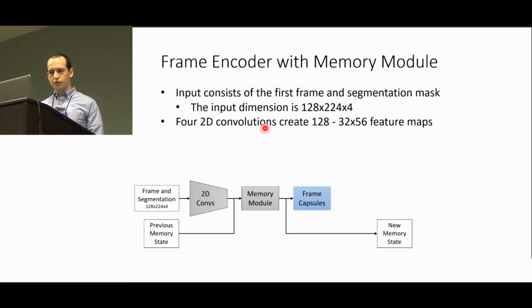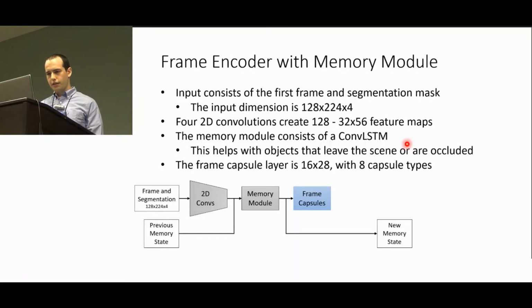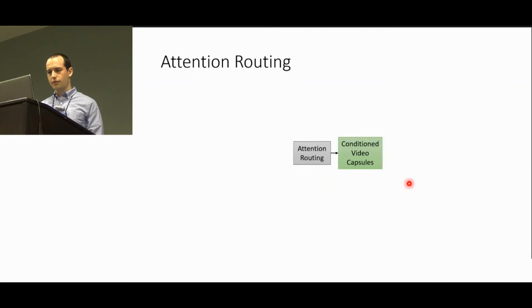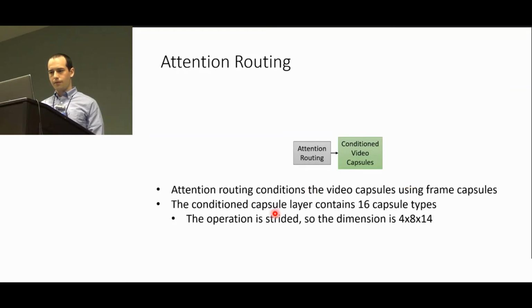This is passed through a series of 2D convolutions to get some feature maps, and then it's passed to a conv LSTM. So this conv LSTM helps the frame capsules remember objects when they leave the scene or they're occluded. And we end up with 8 frame capsule types. The video capsules and frame capsules are then sent through the attention routing algorithm to get a set of conditioned video capsules. It results in 16 capsule types, and it's a strided operation, so we get this dimension.